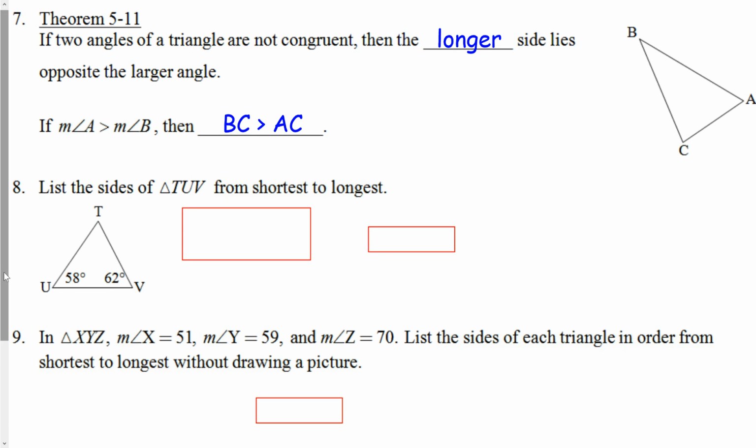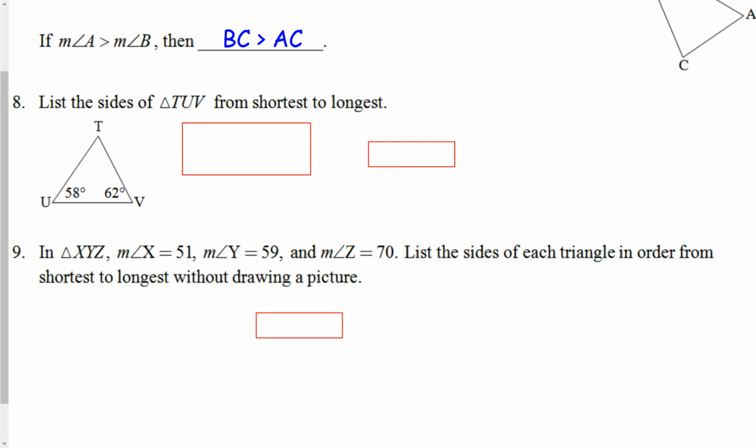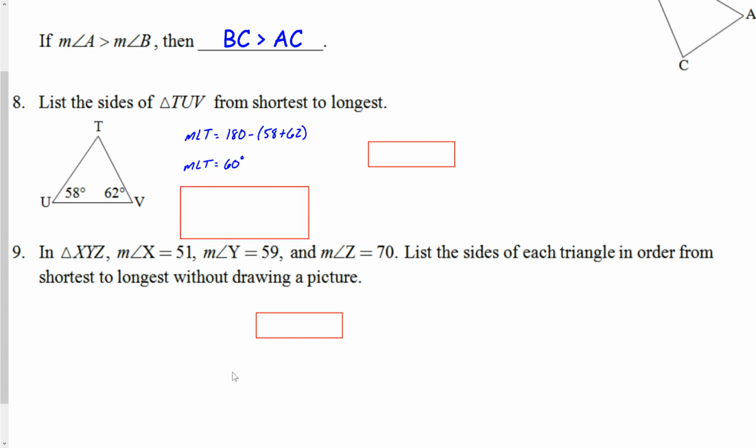So similar to the last problems we had, we now have to list sides in order from shortest to longest instead of the angles that we had before. So here in triangle TUV, you're given 2 of the 3 angles. In order to show which side is the shortest, the middle, and the longest, we have to know all 3 of our angles so that we can compare all of them. So we have to find the measure of that missing angle T, which we know, since angles of a triangle add up to 180, we can find by subtraction. The measure of angle T is 60 degrees. So then the shortest side would be opposite the smallest angle.